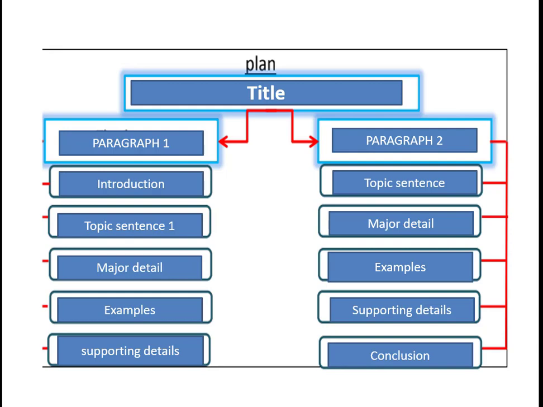After that we write a topic sentence. Then we write some of the major details. After that we can add examples and supporting details. In paragraph 2 we don't need to write another introduction, the introduction is always written in the first paragraph. We use the second topic sentence, the major detail, the examples, the supporting detail, and at the end the conclusion.